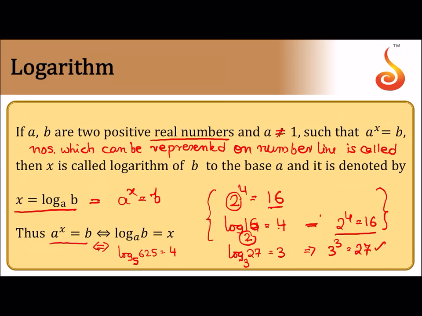I'll take another example. Suppose log base 5 of 625 will be 4. Why? 5 to the power 4 is 625. So in all the three cases, you have seen the base number. This is called base.